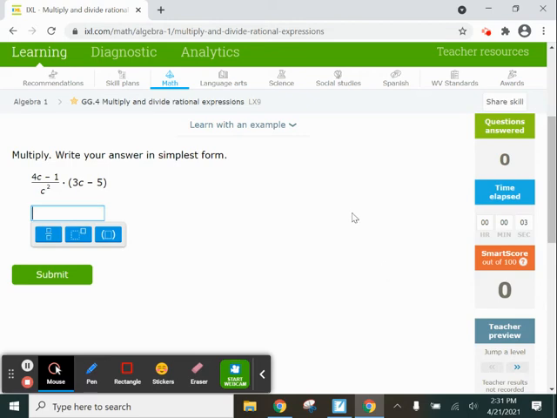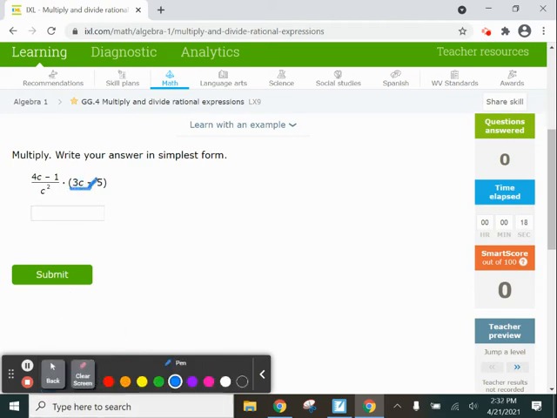With this one, it says multiply, write your answer in simplest form. So this one, you want to reduce what you can, top to bottom, diagonally, but this does not actually simplify. So you would think of this as being over 1. You would FOIL the top. On your bottom, you'd have c squared, and that would be your final answer.